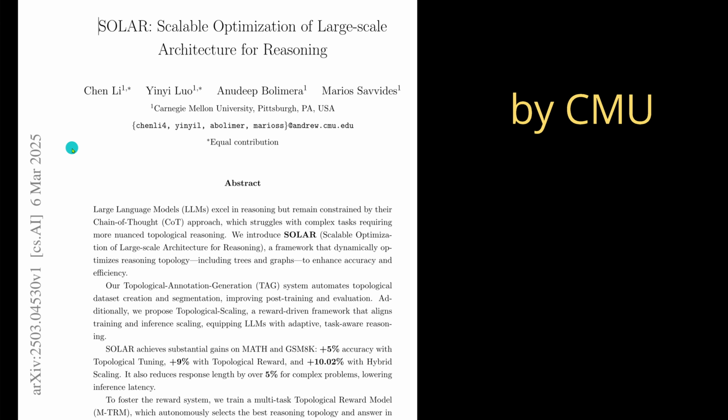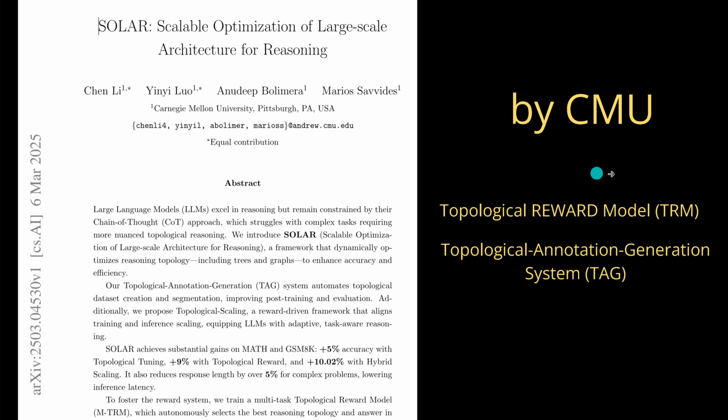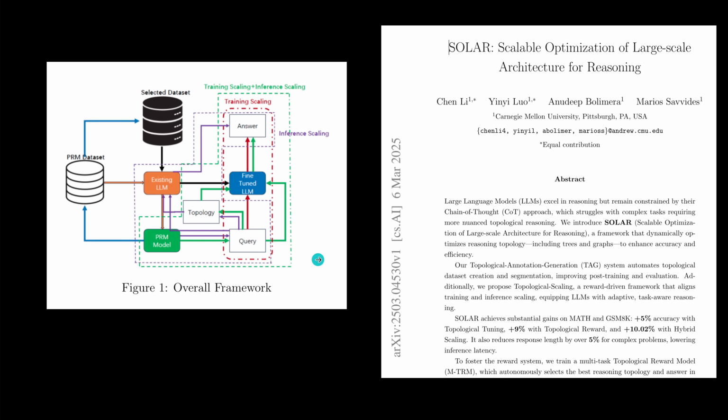This is March 6th, 2025, Carnegie Mellon University, USA. It is called SOLAR, Scalable Optimization of Large-Scale Architecture for Reasoning. Really interesting. It's a little bit challenging because they tell you, hey, we have a new topological reward model and a new topological annotation generation system and everything. But if you look at the explanation of their framework, this is what you find. And reading this paper, I thought, help, I don't get it. What is happening here? This is the reason why I read it. I thought that I understood it, and then I designed this video for you.